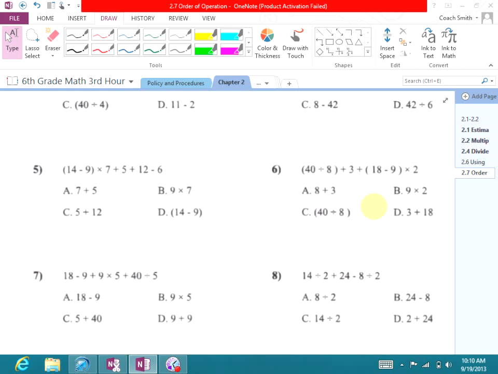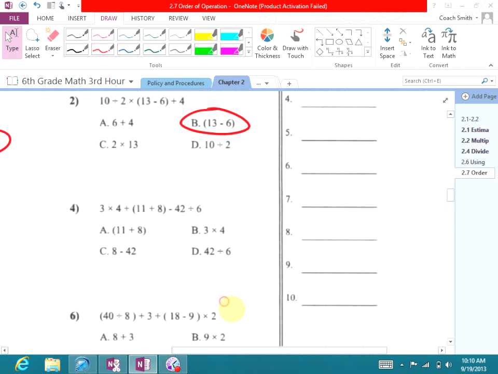We'll give everybody a little chance here. Christina, which one should I do? Which one? C. Okay, C is correct. So I'm going to come over here to number 6 and put C in the answer blank.